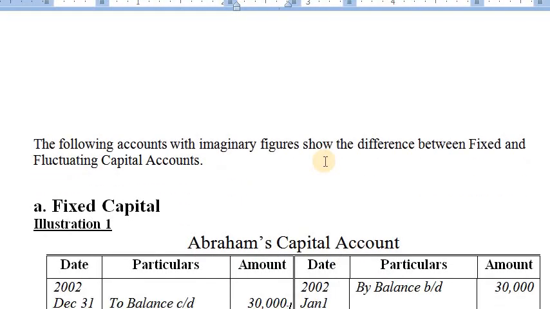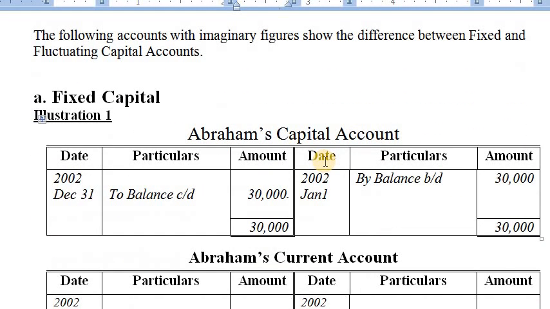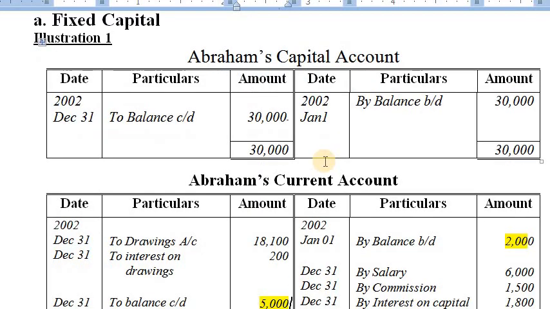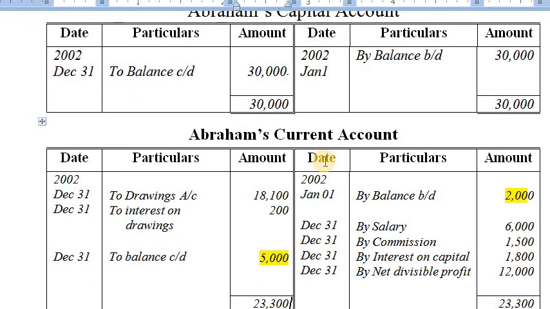Okay, fixed capital. This is a simple illustration. These numbers are just imaginary numbers, just to show you how this is working. Now you can see the case of fixed capital. You see the capital account. January 1st, opening balance 30,000. 31st December, closing balance 30,000. So that is the only entry, just balance carried on, balance brought down. So all normal entries will be carried out through a current account.